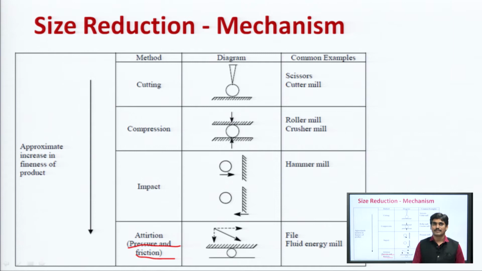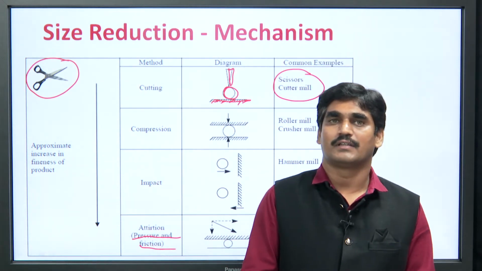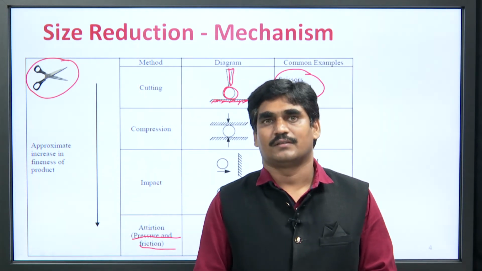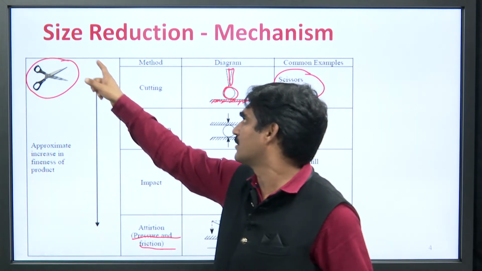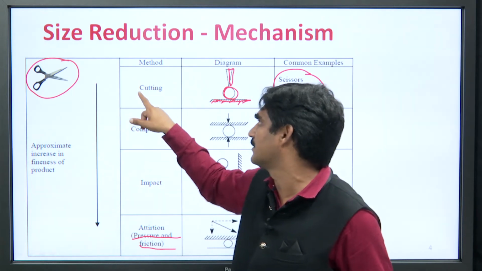So, the first method is cutting. As you see in the diagram, this is the fixed surface on which a particle of larger size is placed, and with a sharp knife or blade we are applying some pressure to cut the particles. Examples are scissors or cutter mills. So, you see this scissors we are using for cutting. The mechanism followed in size reduction by using this scissor is the cutting method.